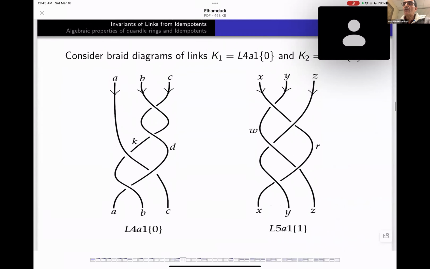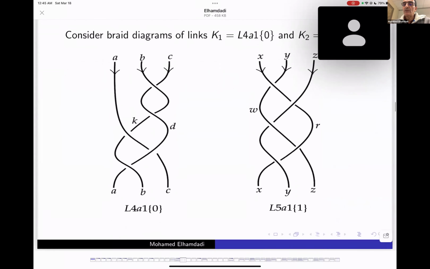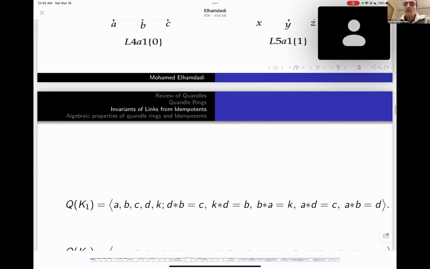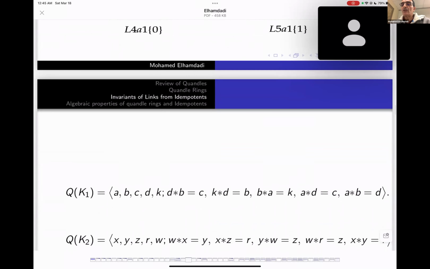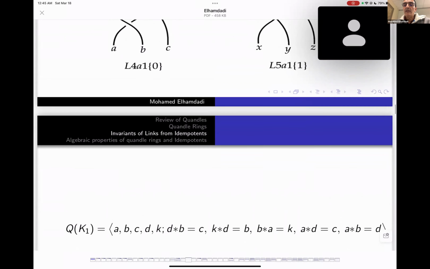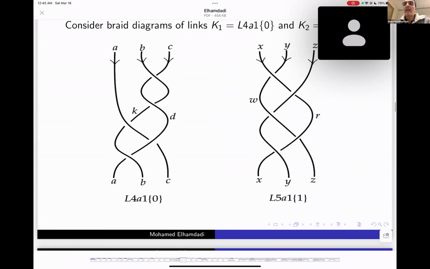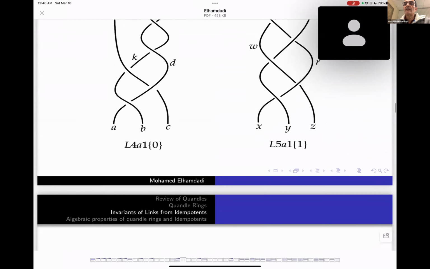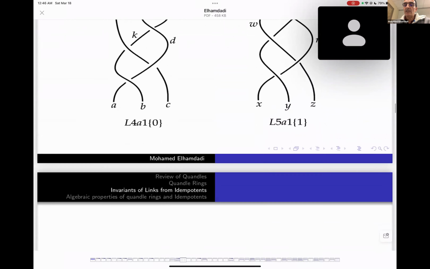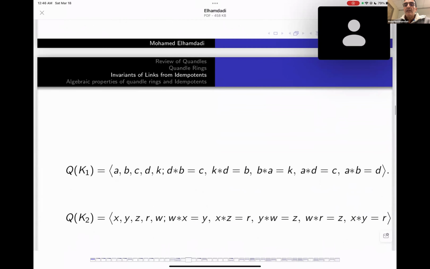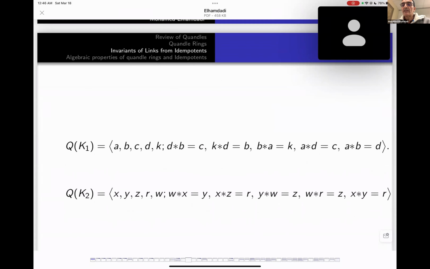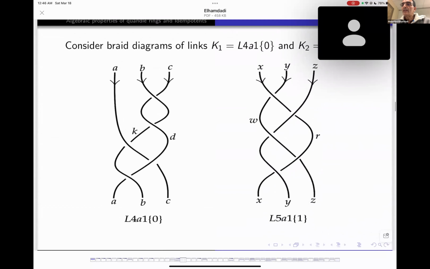Now for these two knots, K1 and K2, we can write the fundamental quandle as I mentioned earlier. For the knot K1, we have generators A, B, C, D, K. You have 5 generators, and you just write the relation at each crossing as we did earlier. Then this is the presentation of the fundamental quandle of the first knot, and of the second knot, the one here on the right.